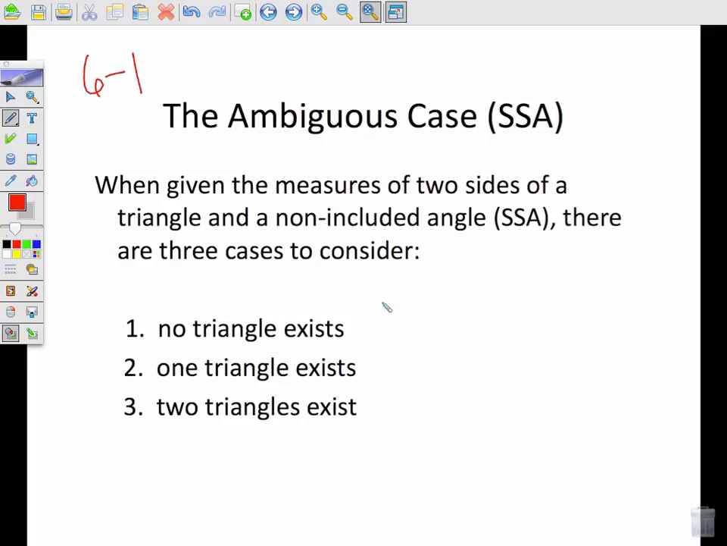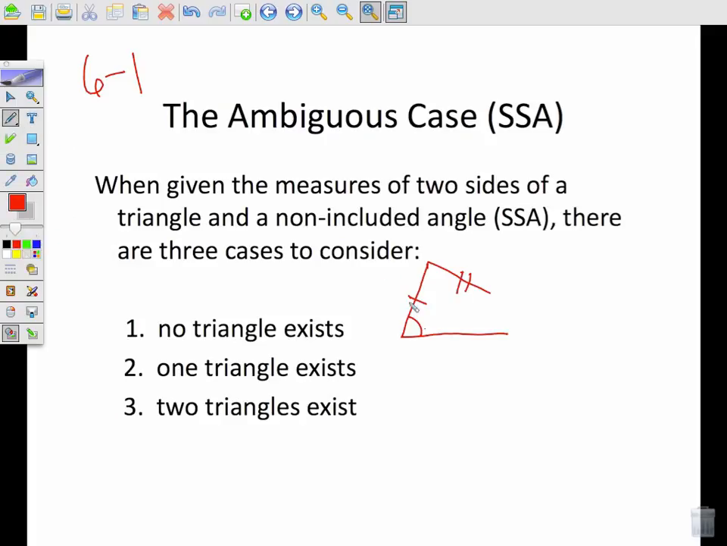Here's what each of these might look like. You've got an angle given to you, and this angle here, it doesn't matter what the measure is, but that angle is given to you, a side, and then another side. Granted, I probably drew this a little bit too long, but what happens is that one of the sides that you're given just might not be long enough in order to actually make the triangle.